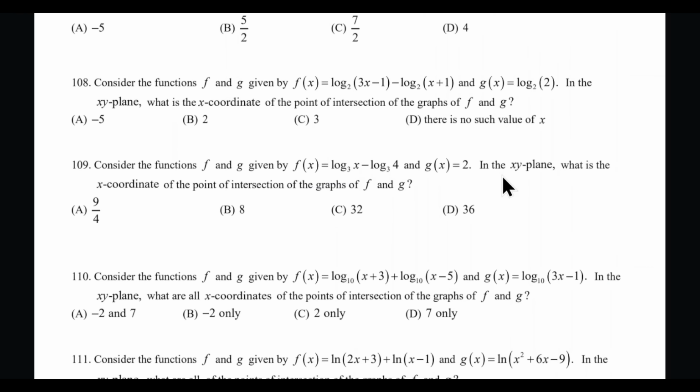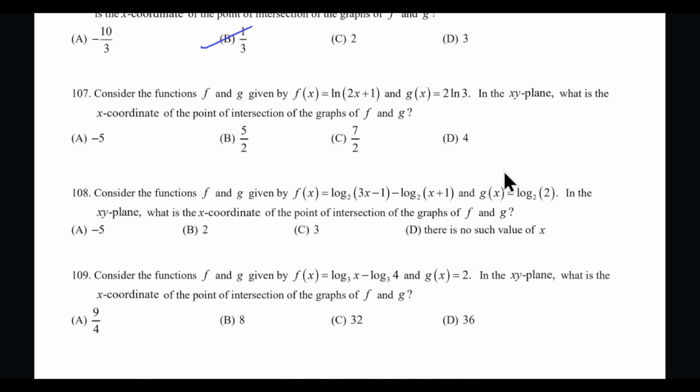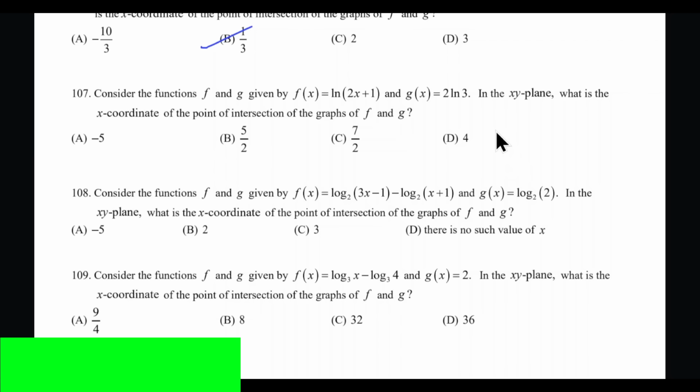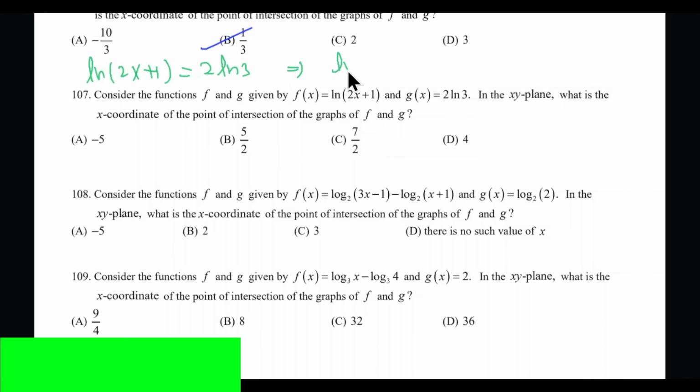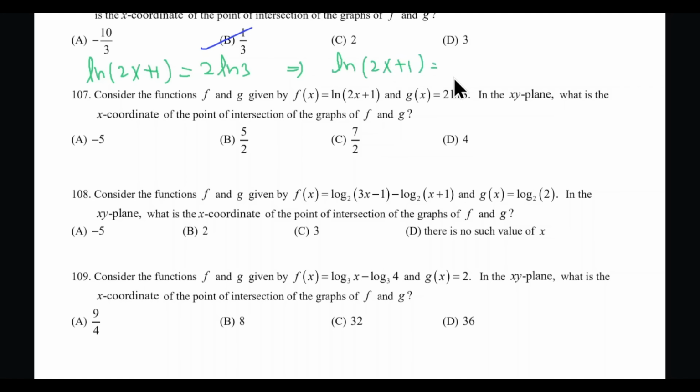Once again, the same thing over here, that we need to find where will these intersect. So we can just do that. Natural log of (2x plus 1) is equal to 2 times ln 3, which means that natural log of (2x plus 1) is equal to ln of 3 square, because this 2 will jump on the power, and 3 square is 9. And if ln of something is equal to ln of another thing, so 2x plus 1 is 9, which means that 2x is 8, which means that x is 4, which has to be option D.